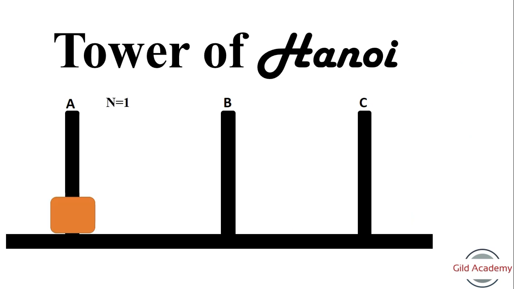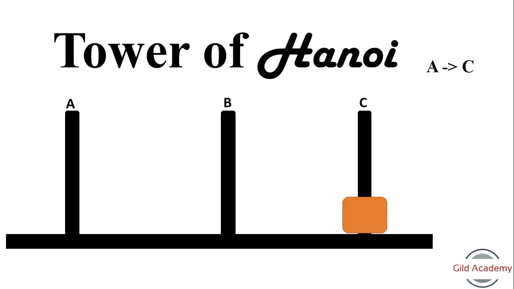So let's begin. The most basic problem statement for the problem of Tower of Hanoi would be when n equals 1, that is we have only one ring. The answer is pretty simple. We just move the ring from tower A to tower C.